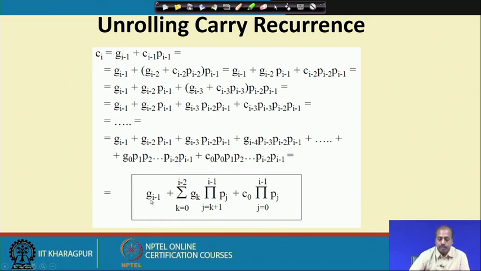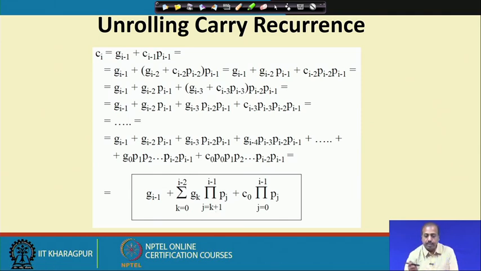Okay. So, it is G_{i-1}. So, C_i is equal to G_{i-1}, that is, the (i-1)th stage has generated a carry, or some stage k from 0 to i-2 generated the carry and the remaining stages propagated the carry. Okay. So, this is the situation.